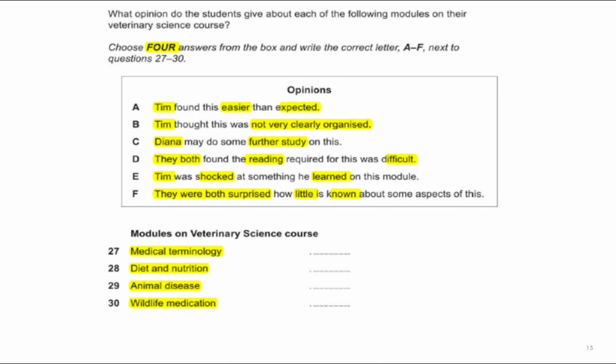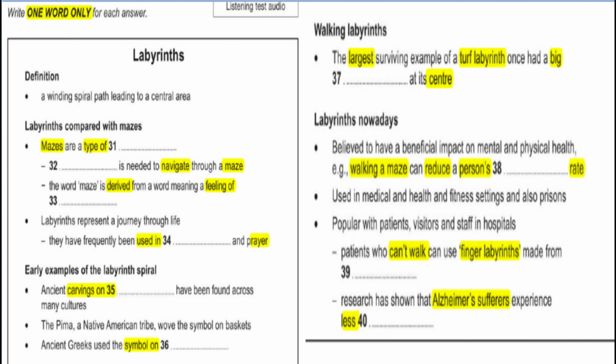So you again mark the key points, and here you can see in option number A, B and E, Tim is speaking alone. In option number C, Diana is speaking alone herself. In option number D and F, they both are thinking about something. So this is important, and you also have to mark the keyword which is ahead of that. Now read the question number 27 to 30 where it says medical terminology, diet and nutrition, animal disease and wildlife medication. So now you match the answers hearing the audio, and there is a likely chance that you will get all the answers right.